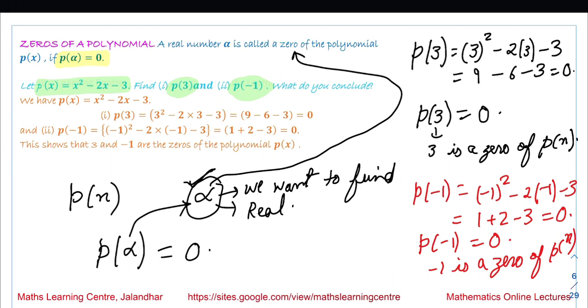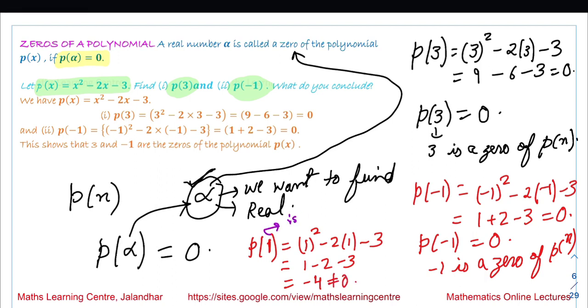Now suppose we calculate the value of P of 1 in this case. The answer you will get is 1 squared minus 2 into 1 minus 3, so the answer is 1 minus 2 minus 3, which is equal to minus 4, and it is not equal to 0. So we are saying that 1 is not a 0 of this polynomial.